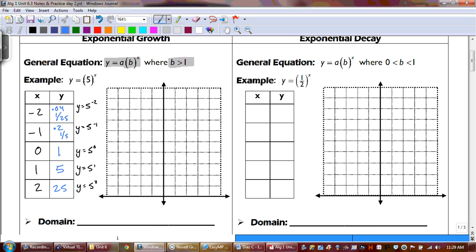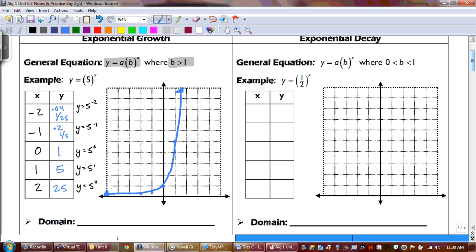So let's go ahead and graph this. For -2, 1/25, I can't really do that. It's going to be really, really tiny, so just do the best that you can. And once again for -1, do the best you can. But 0, 1 you can do. Then 1, 5, and up to 25 we can't do. But when you draw your graph, make sure it's got a nice curve and you don't touch the x-axis.